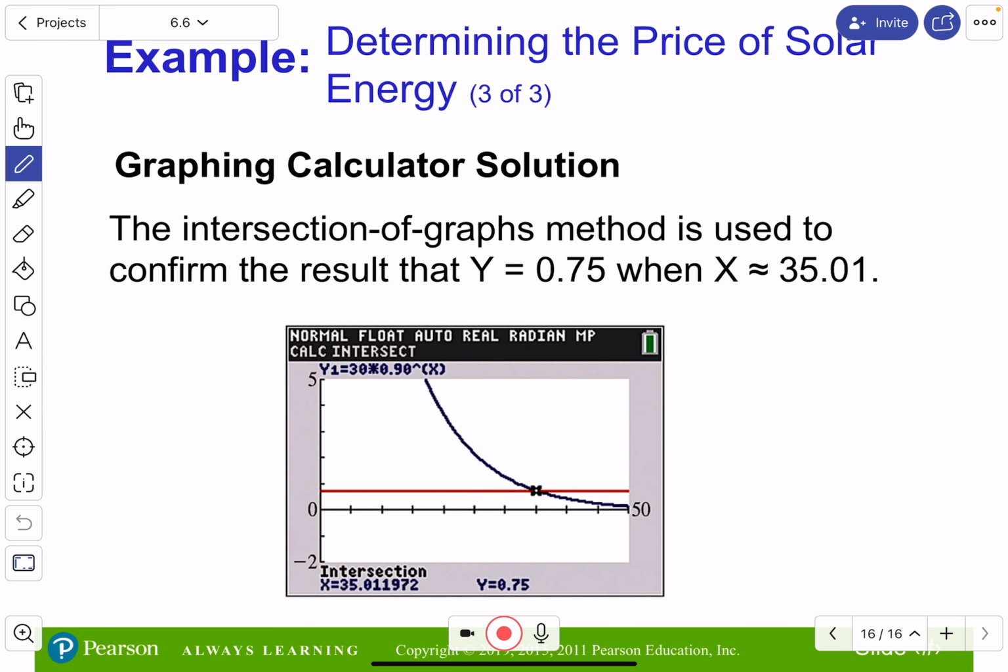And with a graphing calculator, you could also put in y equals 0.75, put in the original exponential equation, and then find your intersection point, where you get the 35 that way. So those are some word problem examples.